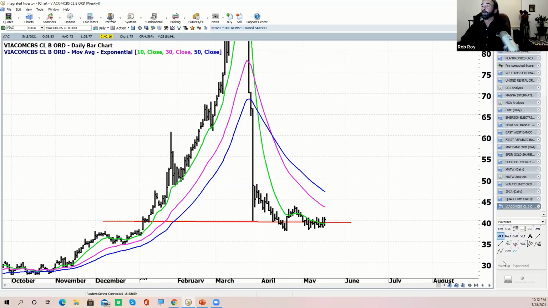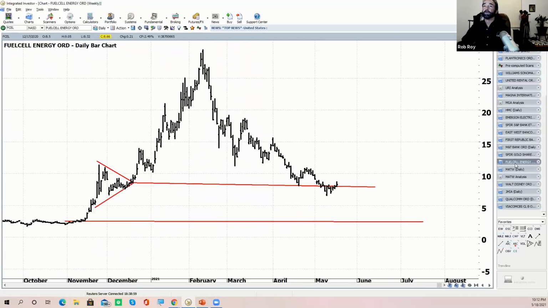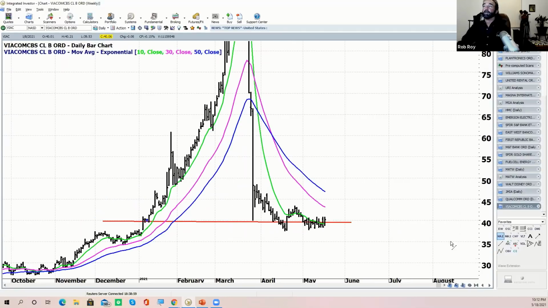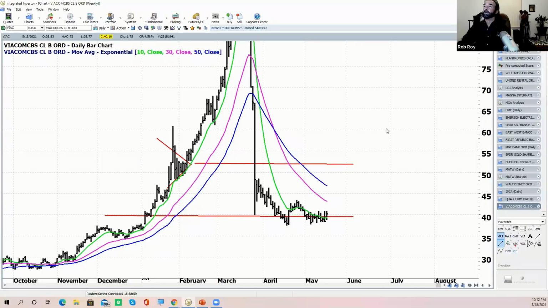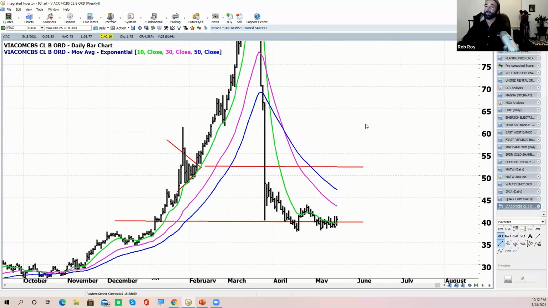Now, just like we talked about the triangle, what was it? Was it Fuel Cell? Yeah, Fuel Cell that had the triangle that was kind of acting as support. Viacom here, looking at this, has its triangle breakout back up here right about 52, which would be a nice break to the upside. That would be a really good bullish trade if that were to occur.